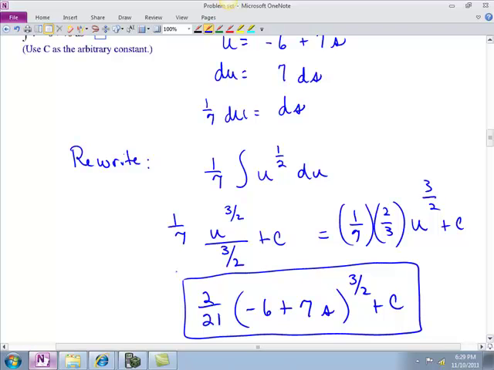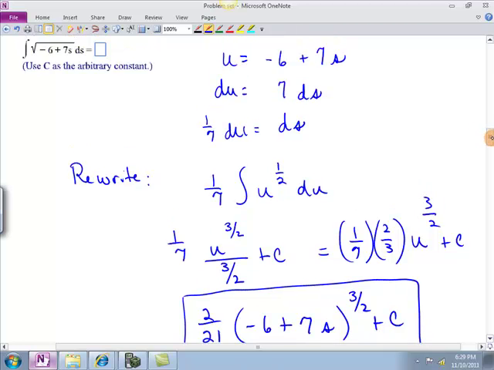Any questions on that one? Is that working? Are you good, Lee? Yep. Nope? Oh, you're good. Okay. I can get all the way to the 1/7 du equals ds part, but I don't understand what you do. You understand? Okay, let's kind of backtrack here and make sure.